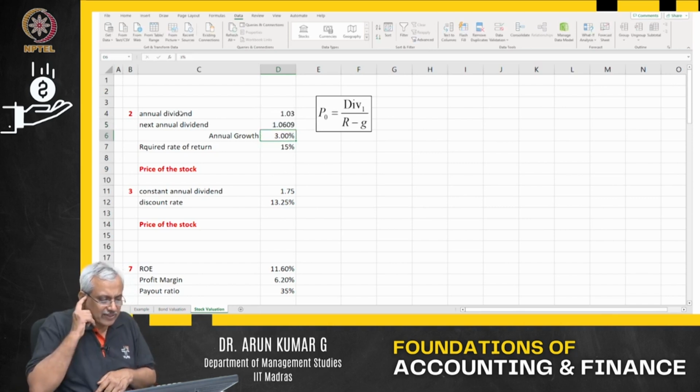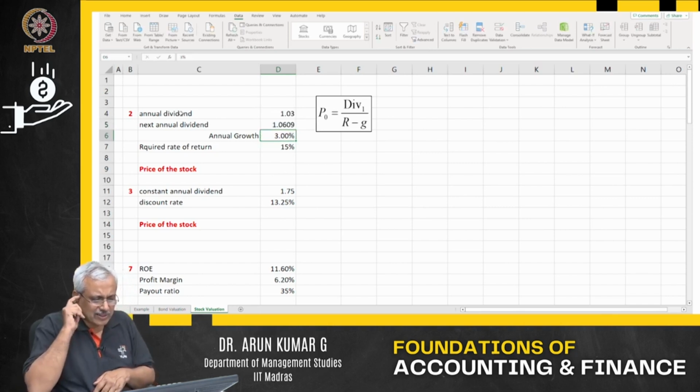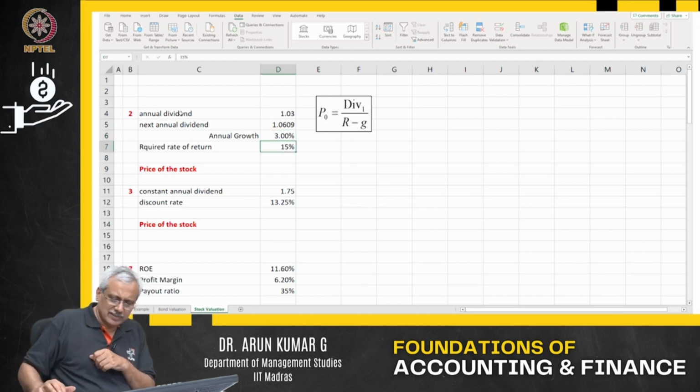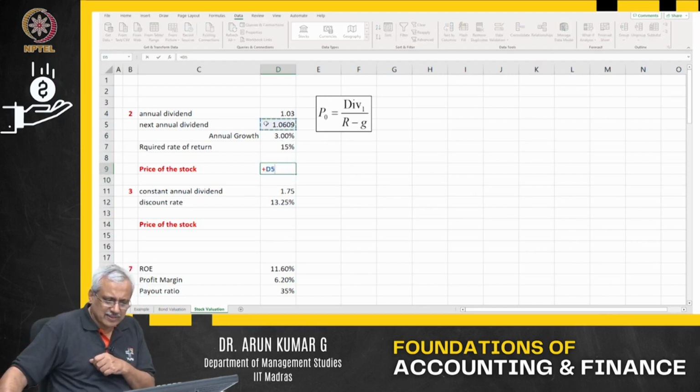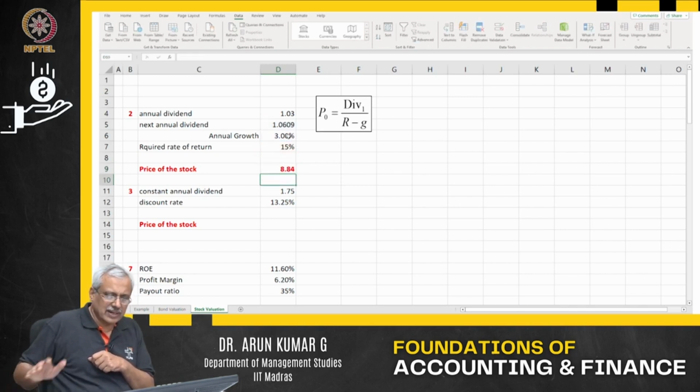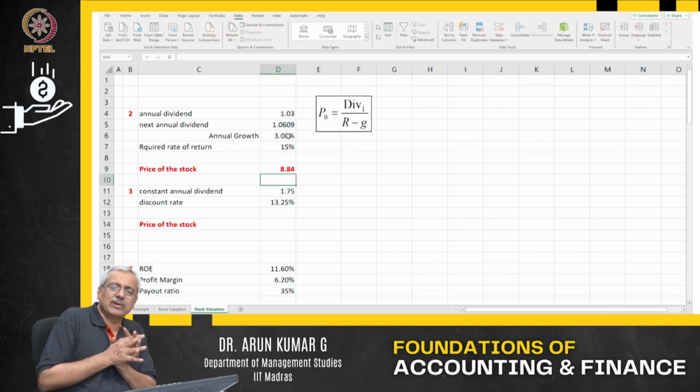My required rate of return is 15%. So what is the price for the stock? Whatever is the next dividend I am going to get, divide by my rate of return minus the growth rate that's going to exist, and that's all. My price for the stock is about 8.84, which is what I'm going to pay.